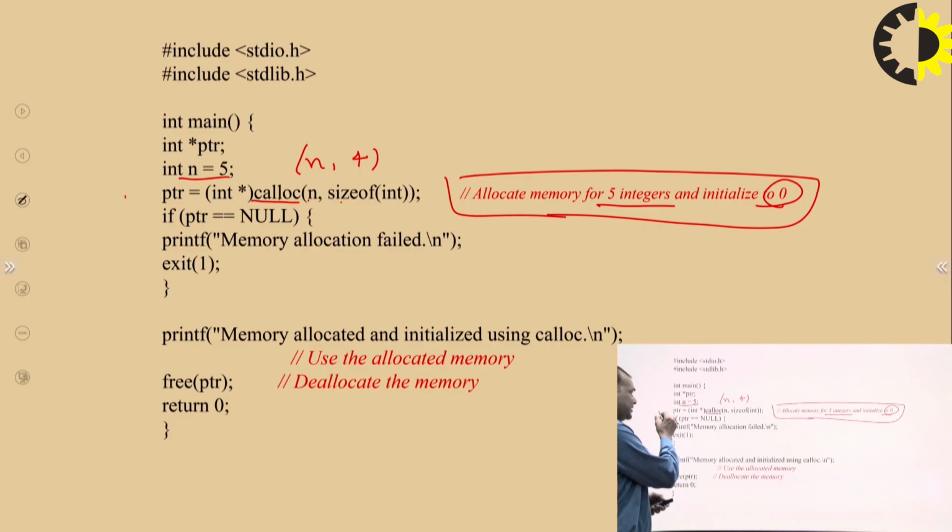Clear? So the first task, when we are doing dynamic memory allocation, is to assign the memory, or create the memory for the variable or function.